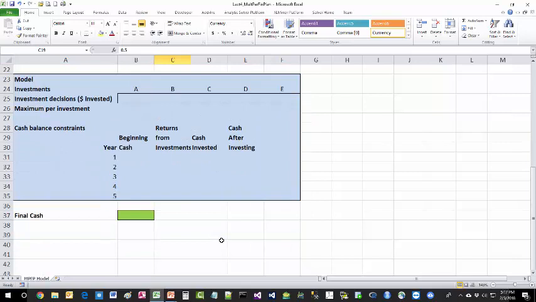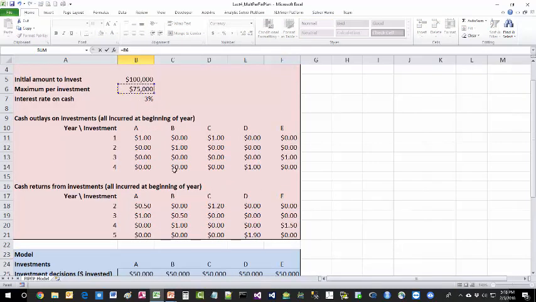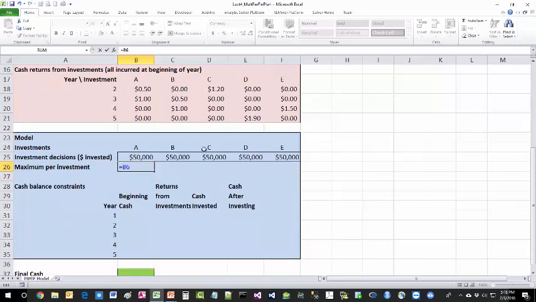I'm going to start by assuming we're going to invest $50,000, just making the number up, in a sort of rough ballpark here, each year to establish a baseline for creating formulas. So 50,000, trying to not screw up these formatting borders, which is not easy. And then I'm going to reference the maximum per investment. I don't have to do this five times for five different investments, but it makes it easier to look at later on.